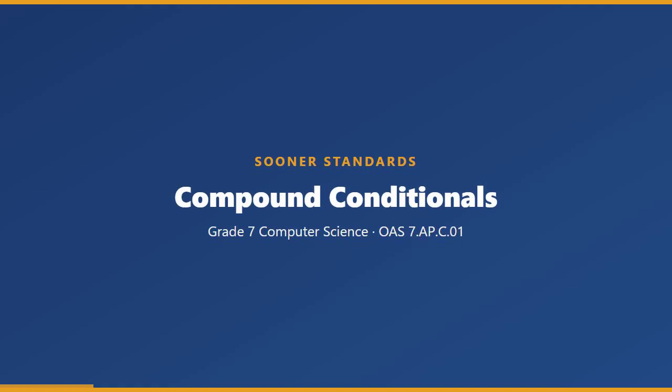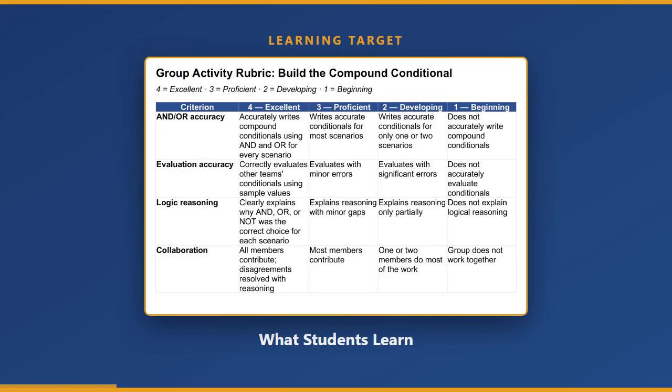From Sooner Standards: Programming with Compound Conditionals, a complete Grade 7 computer science unit for Oklahoma Standard 7.AP.C.01. Students learn to develop programs that combine repetition, compound conditionals, and variables representing different data types.